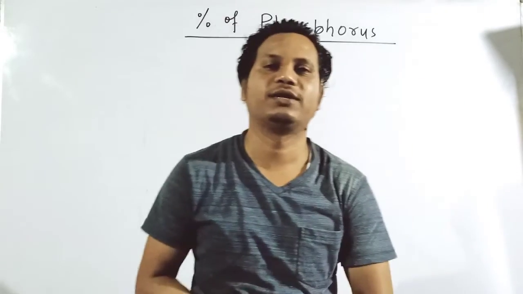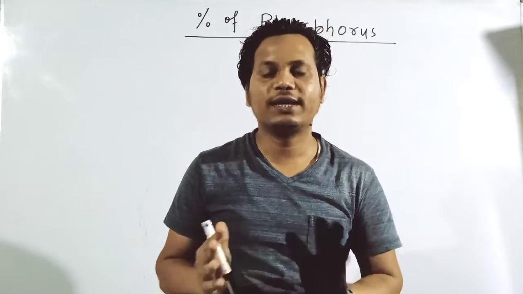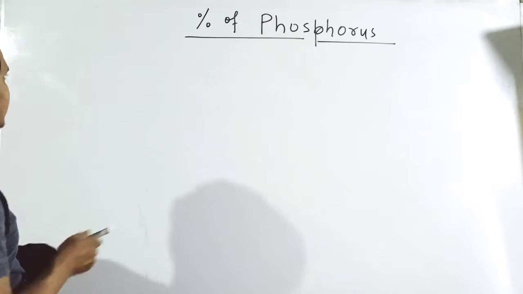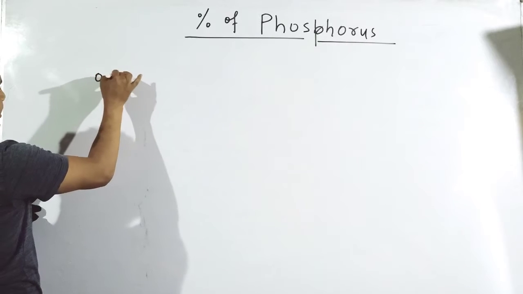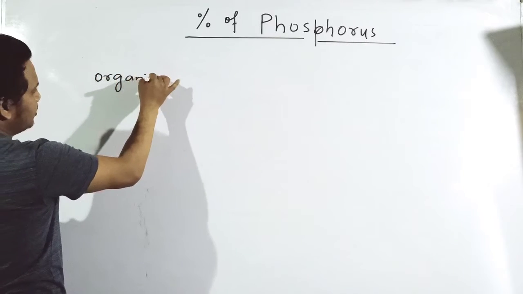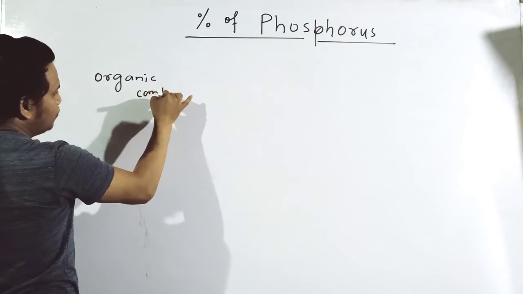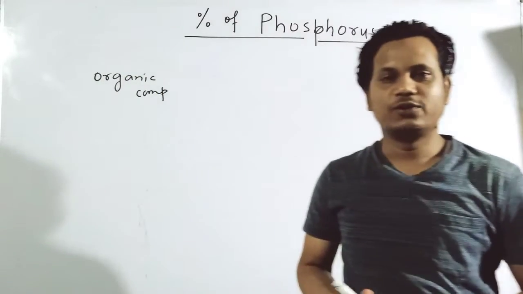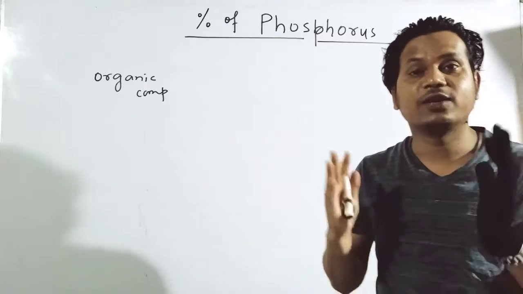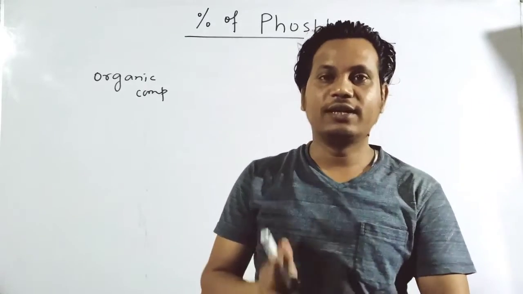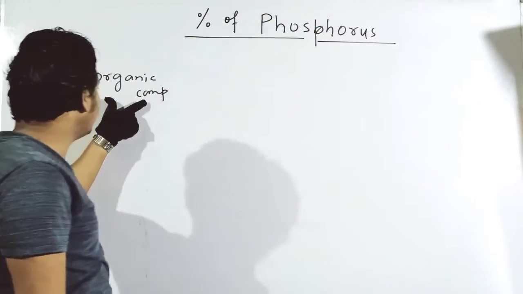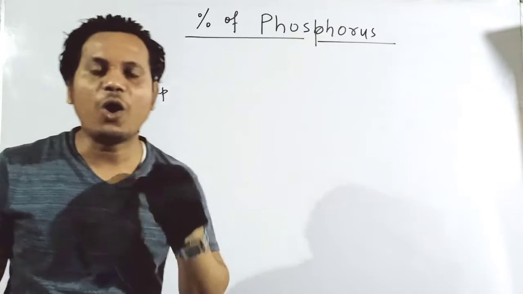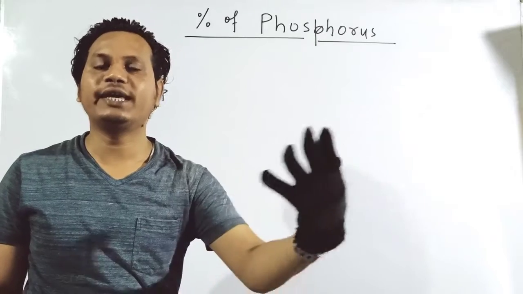Today we will discuss the percentage of phosphorus in a given organic compound. So how can we calculate this? A given organic compound is first treated with fuming nitric acid. What is nitric acid? It is a good oxidizing agent. Then the phosphorus present in this organic compound is oxidized to phosphoric acid.